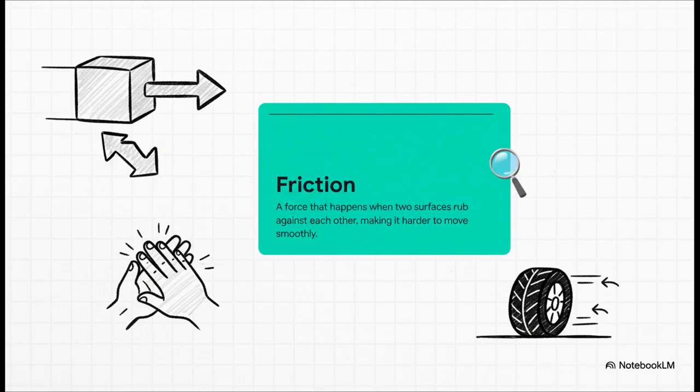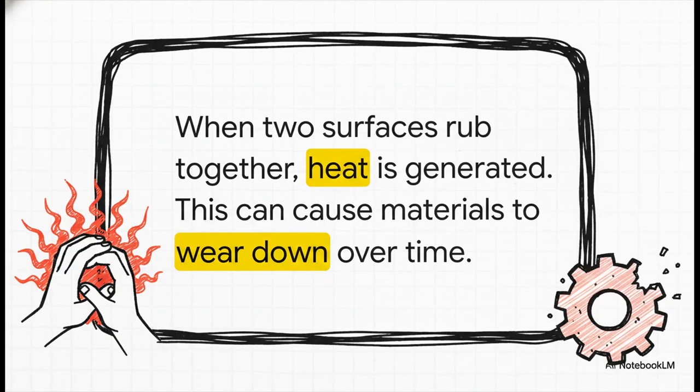But here's the thing. It does more than just slow stuff down. I mean, have you ever rubbed your hands together on a cold day to warm them up? Of course you have. Well, that's friction in action, right there. You're literally converting the energy from that rubbing motion into heat. And it's that exact same process that explains why car brakes can get scorching hot, or why moving parts in any machine eventually wear down over time.